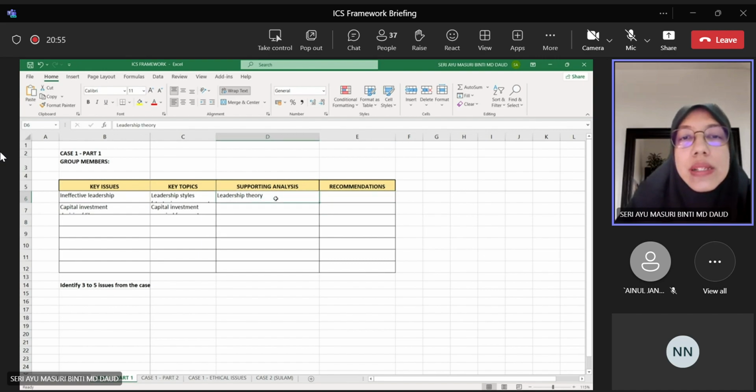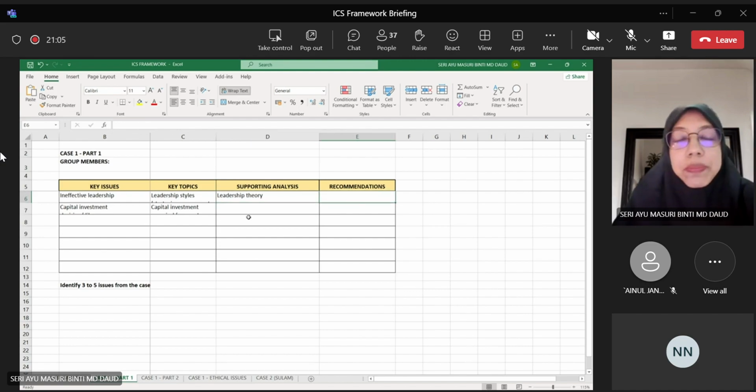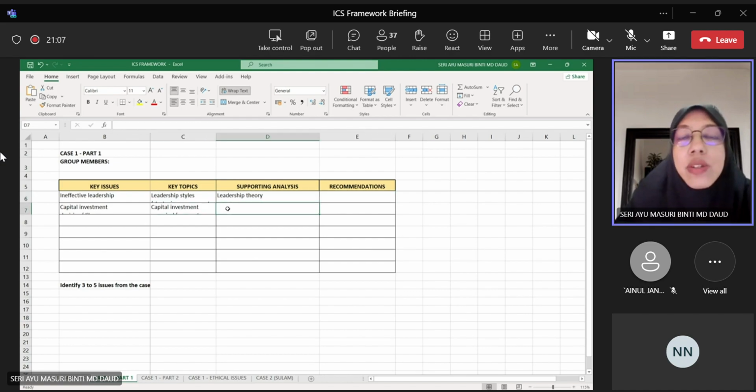Now, for this analysis, you don't need to show details. You just indicate what type of analysis you use. Further details about how you do the analysis, you report in your presentation. Okay, let's say capital investment. What kind of supporting analysis will you use? You learn a lot of techniques, right? You have the discounted cash flow technique, and the non-discounted cash flow technique. Let's say you want to use all, no problem.